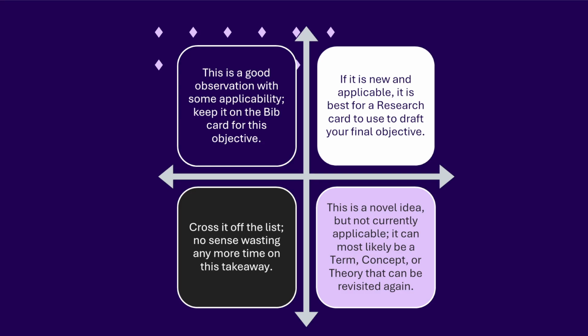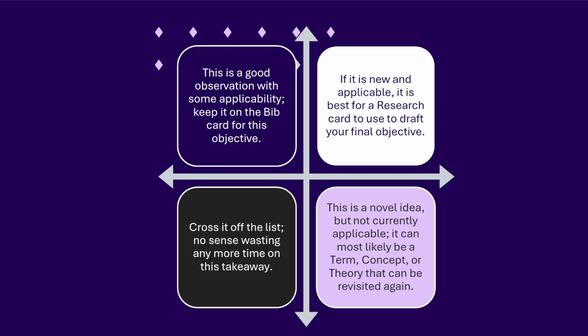I don't necessarily want to be reminded of something that I took the time to look at and then decided to discard later. That's just my personal preference. Next, if we look at that upper left-hand purple box of the matrix, it says, this is a good observation with some applicability. Keep it on the bib card for this objective. So in this case, it's a good observation. It's on the bib card.